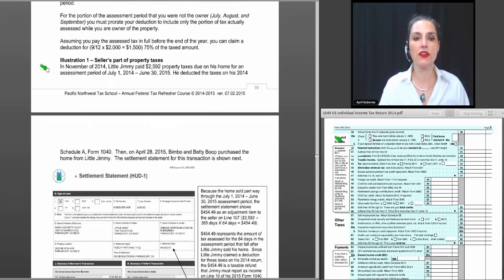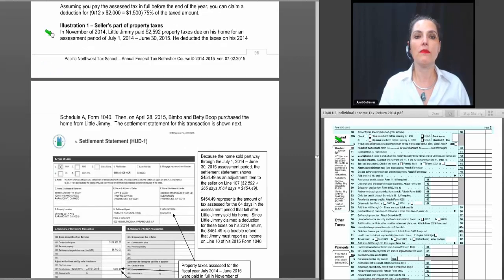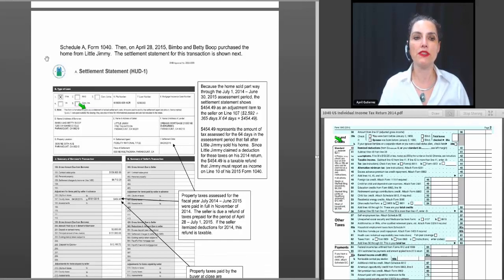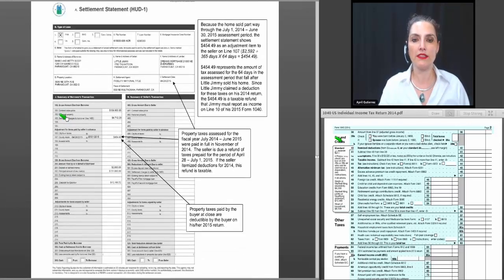And here is an illustration where we figure the seller's part of property taxes. In November 2014, little Jimmy paid $2,592 of taxes due on his home for an assessment period of July 1, 2014 through June 30, 2015, and then he deducted the taxes on his 2014 Schedule A for Form 1040. Then on April 28, 2015, Bimbo and Betty Boop purchased the home from little Jimmy, and the settlement statement for this transaction is shown next.